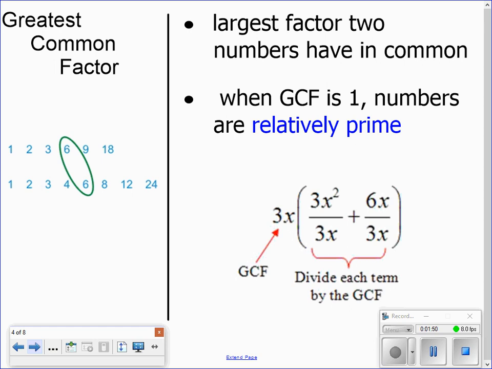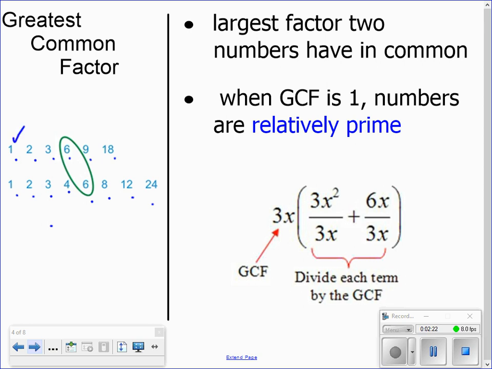When we're identifying the greatest common factor, this is going to be the largest factor that two numbers have in common. So if we were looking at the numbers 18 and 24, we would list out the factors of 18. So this would be 1, 2, 3, 6, 9, and 18. We look at the factors of 24, so that's 1 and 24, 2 and 12, 3 and 8, 4 and 6. And then we look at all of the factors that they have in common.